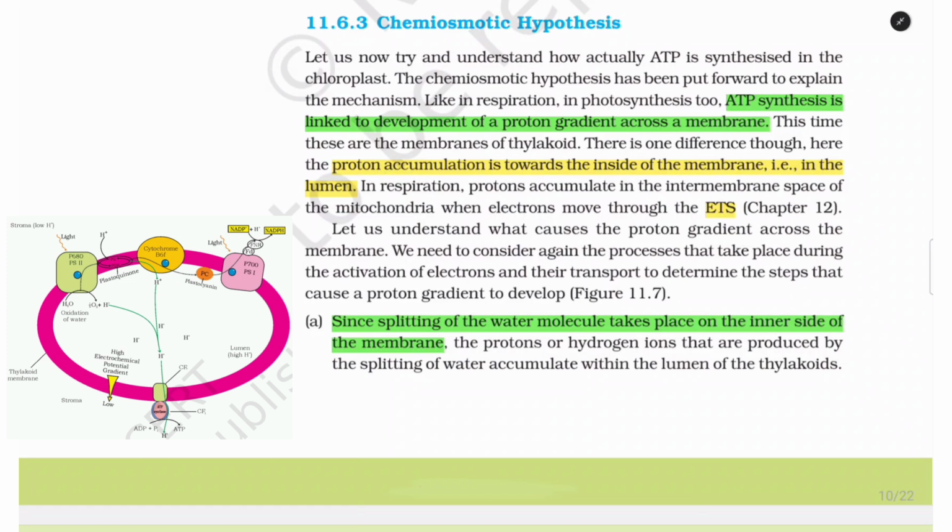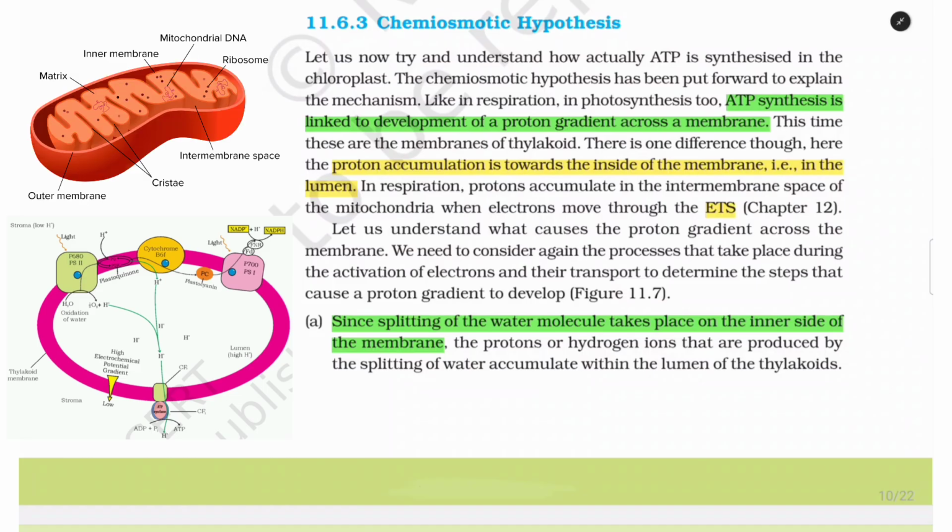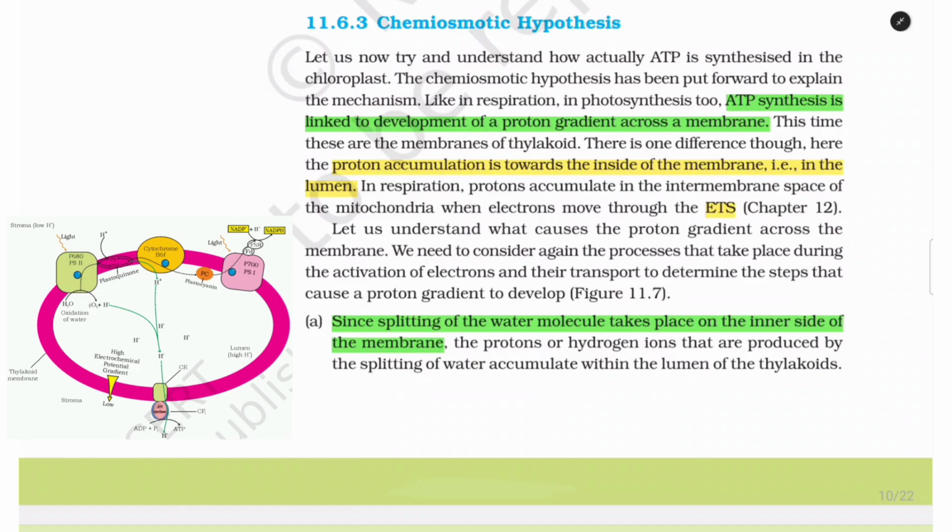There is one difference though. Here the proton accumulation is towards the inside of the membrane, that is in the lumen. In respiration, protons accumulate in the intermembrane space of the mitochondria when electrons move through the ETS, chapter 12. Let us understand what causes the proton gradient across the membrane. We need to consider again the process that takes place during the activation of electrons and their transport to determine the steps that cause a proton gradient to develop.